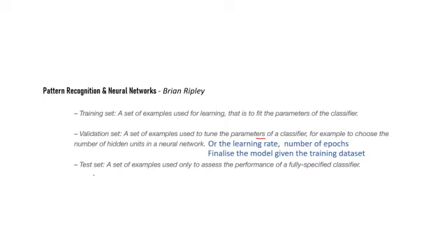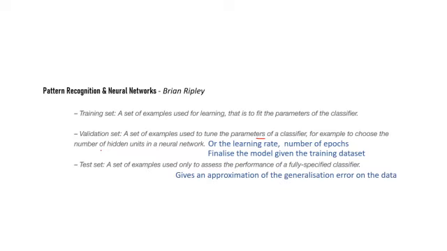And then you have a test set, which contains a set of examples used to assess the performance of the fully specified classifier. That is when you are done with the learning and the hyperparameter tuning part and everything. This gives an approximation of the generalization error on the data. Generalization error is what you get when you apply your machine learning algorithm on unseen data, that is your real life data, or data which is part of the population but was not present in your training set or the validation set.